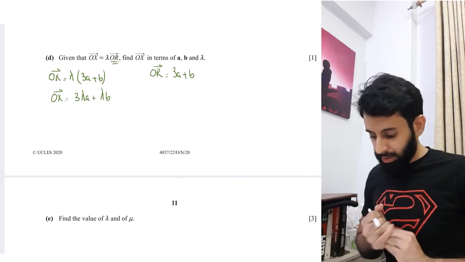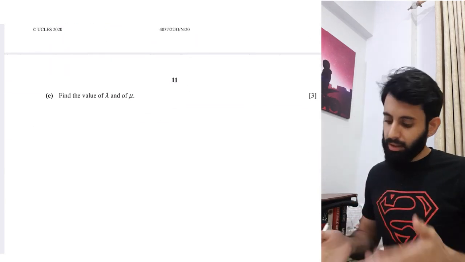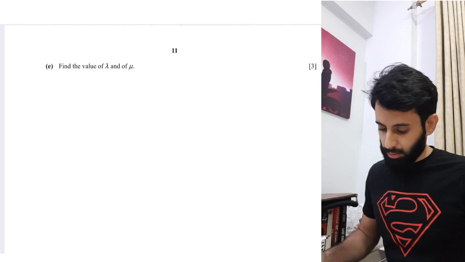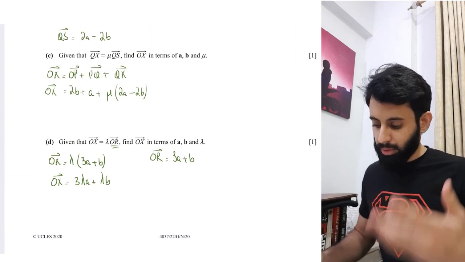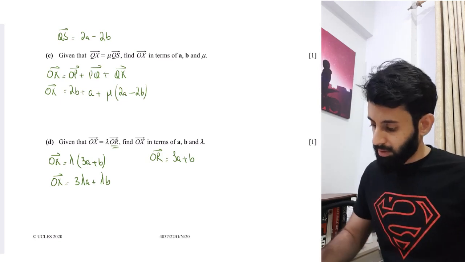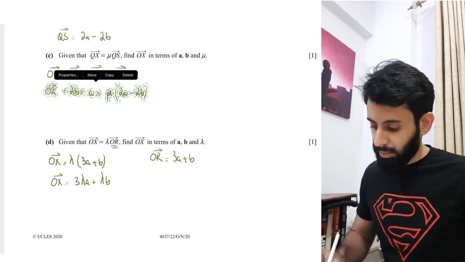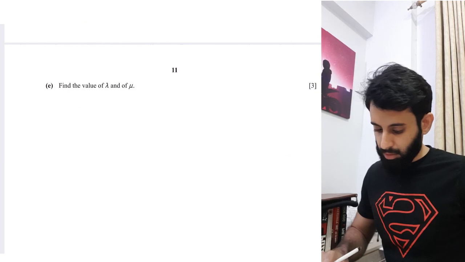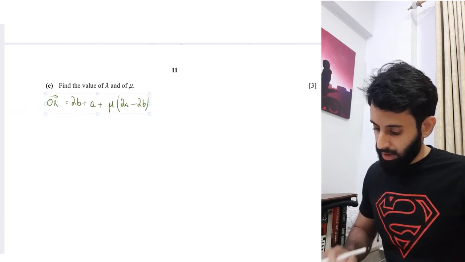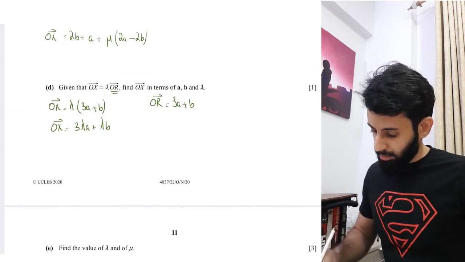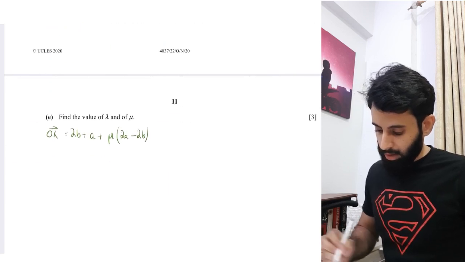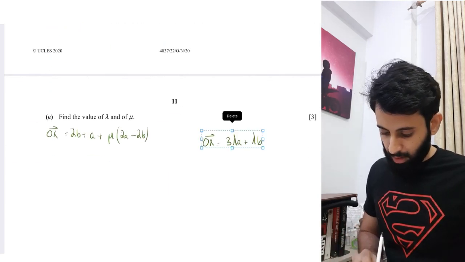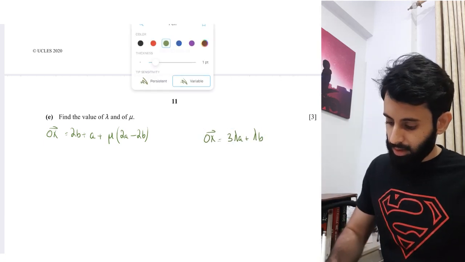Now, very predictably, the question is going to ask us to find the values of lambda and mu, and that's what we have to do now. Notice how the question has made us work out OX twice, once in terms of lambda and once in terms of mu. So I'm going to copy paste that over here. Here I have OX from part c, and here I have OX from part d. Let's put them side by side and see what we have to do.